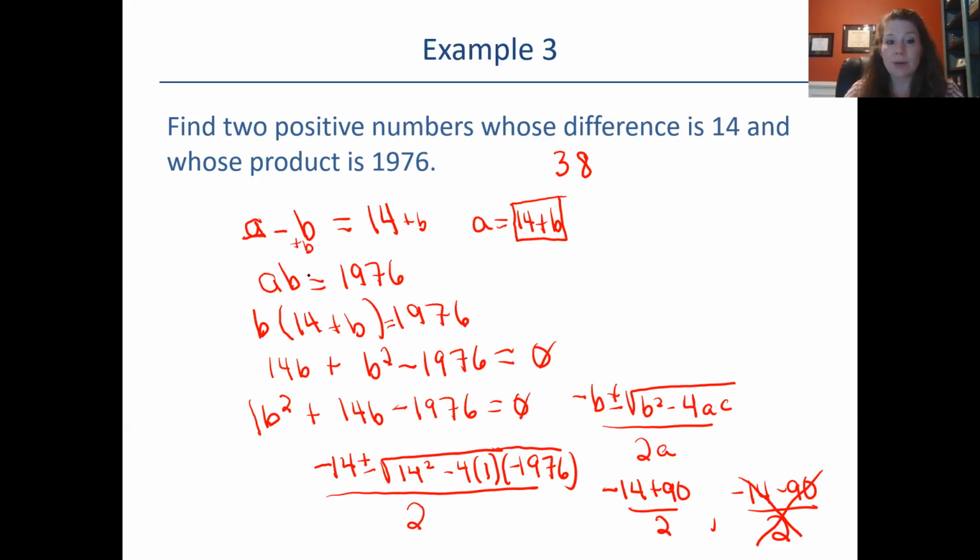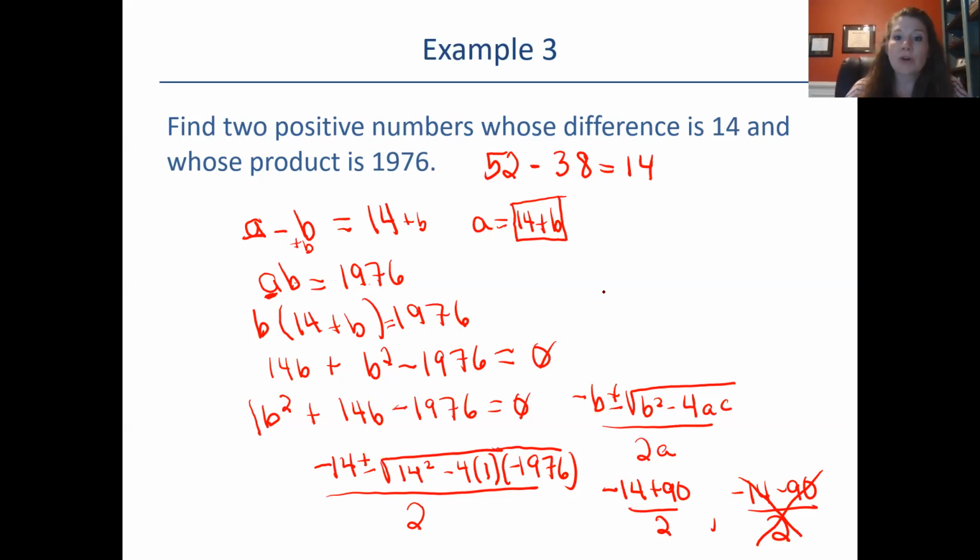We want to know, if A is 38, what number times 38 is 1976? So 1976 divided by 38 is 52. So it ends up that 38 was B, because their difference has to be 14. Does that equal 14? Is that a true statement? 52 minus 38? Yes, it is 14.